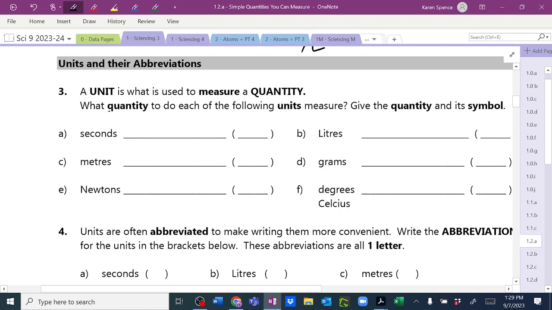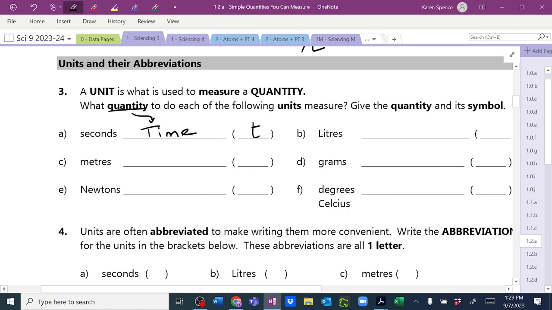And what was the abbreviation for the first quantity, time? Lowercase t. What would we be measuring if we're using meters?